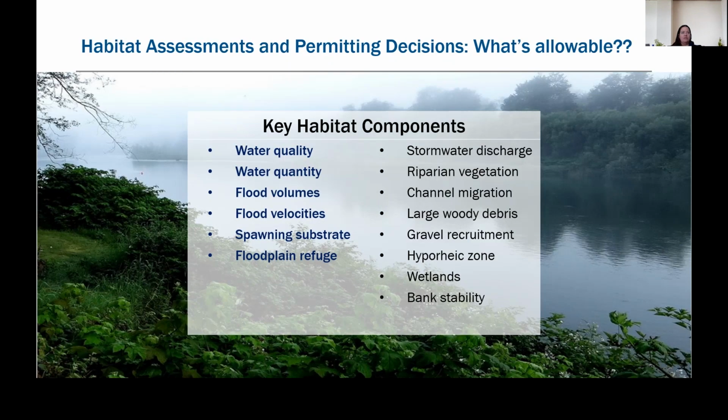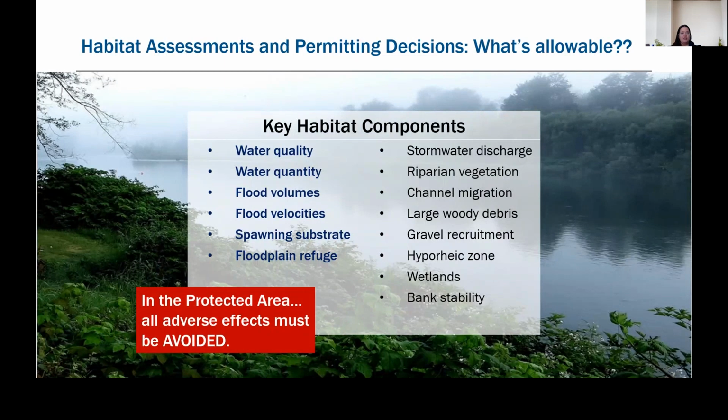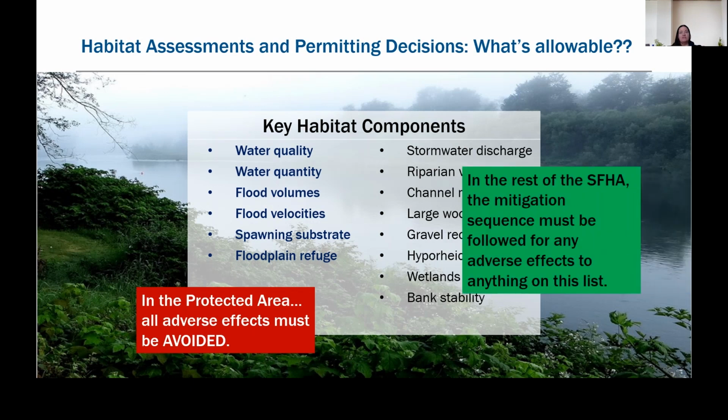So key habitat components, these are all those things most important to salmon in the protected area. You need to avoid all adverse effects to these. They're so important and so sensitive that we cannot even allow adverse effects that we could then mitigate for. We just need to make sure that they are protected in the protected area. In the rest of the SFHA, the mitigation sequence must be followed for any adverse effects to anything on the list. So outside of the protected area, adverse effects can occur, but you need to be looking for that in the design and then in the mitigation of those effects so that the mitigation sequence has been followed.